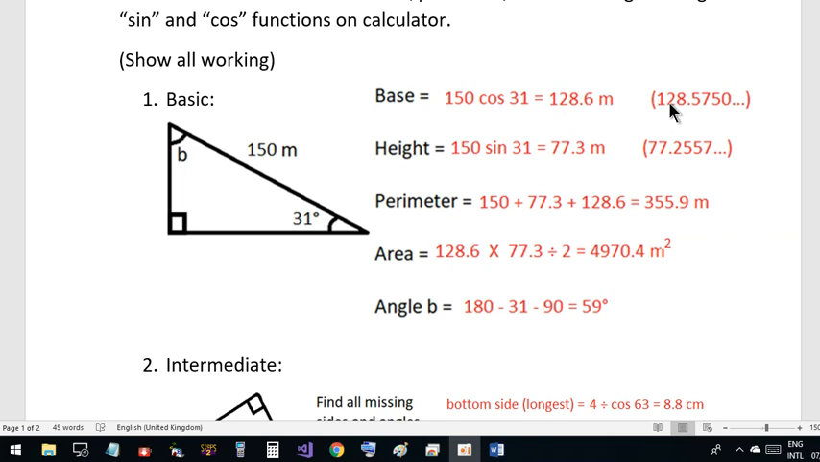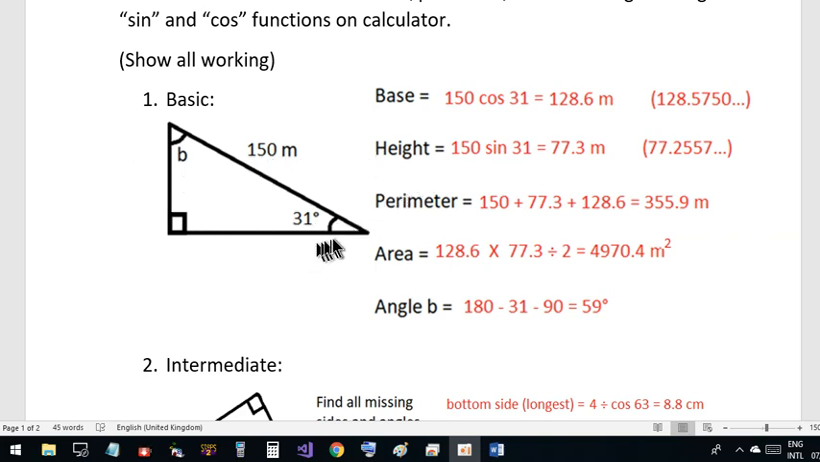Now you would have noticed that it's 128.5750. The second decimal place is 5 or more, it's 7, and when the second decimal place, that's 2 digits after the decimal dot there, is 5 or more, you have to round the first decimal place up 1, so that 5 there becomes a 6: 128.6 meters.